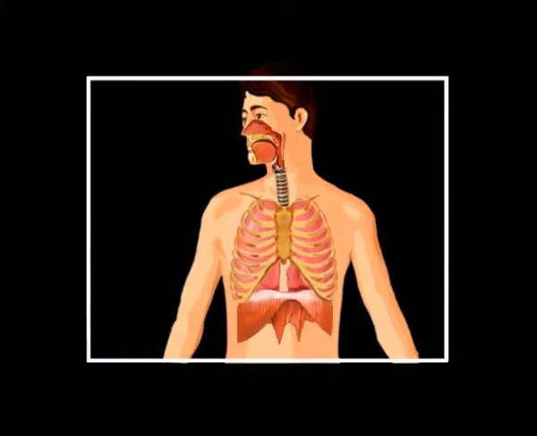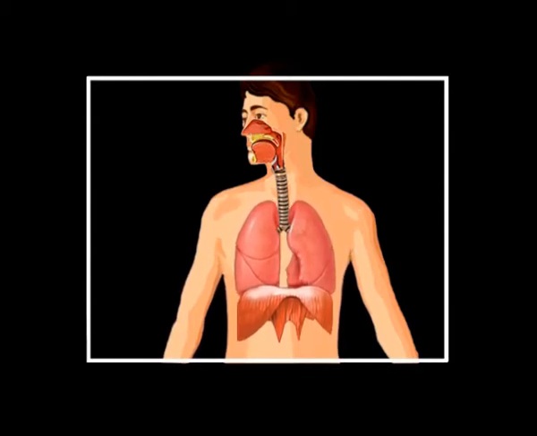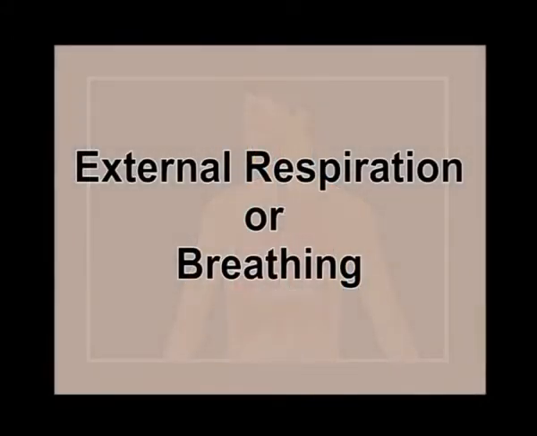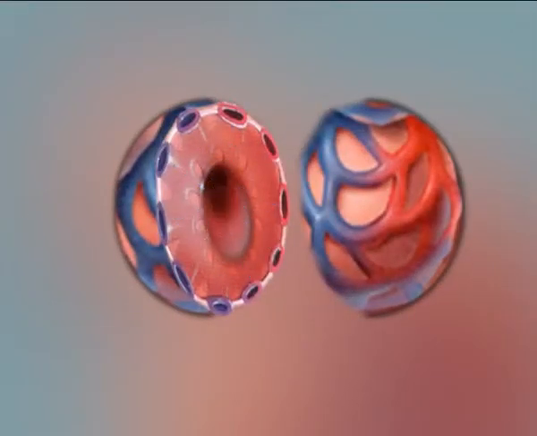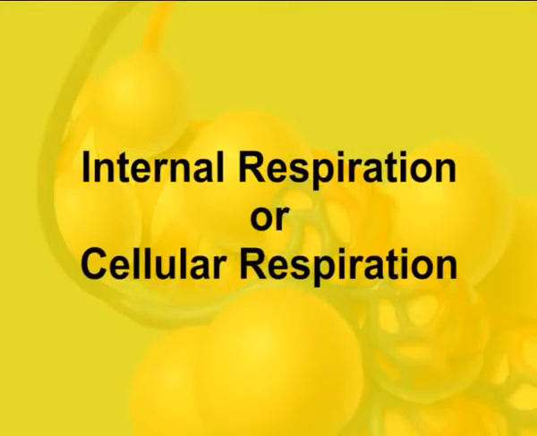Respiration is generally thought of as the intake of fresh air and giving out the residual air. This exchange of oxygen and carbon dioxide takes place in the respiratory organs and is termed as external respiration or breathing. The oxygen combines with glucose in the cell to release energy. The released energy is used for various metabolic activities. This is called internal respiration or cellular respiration.